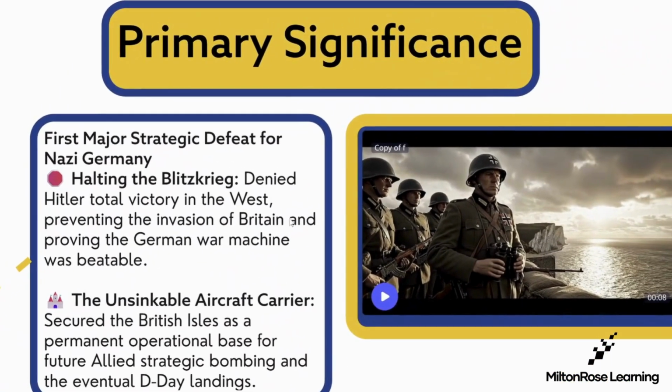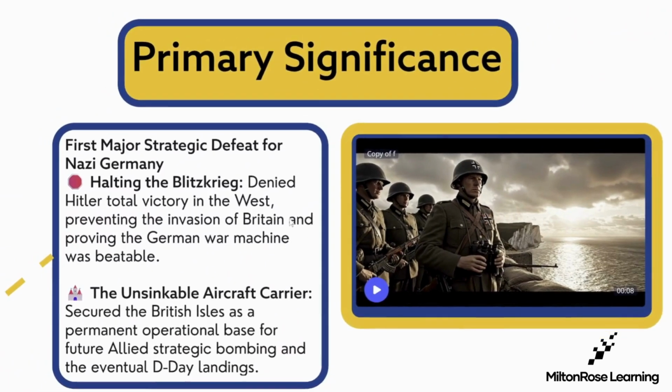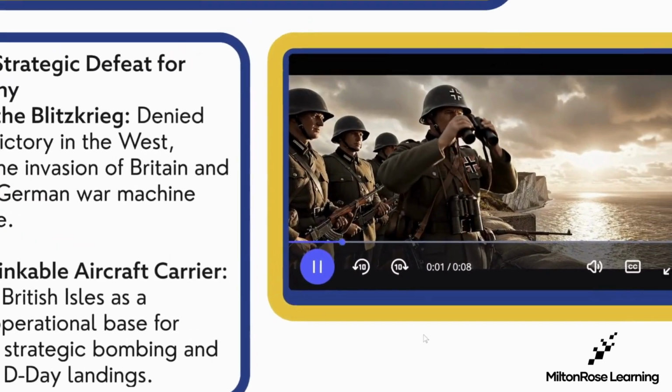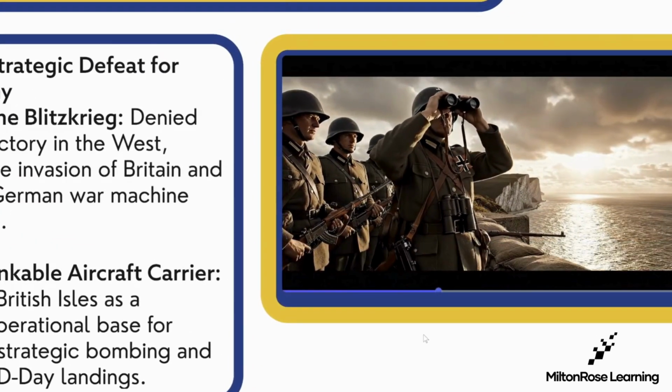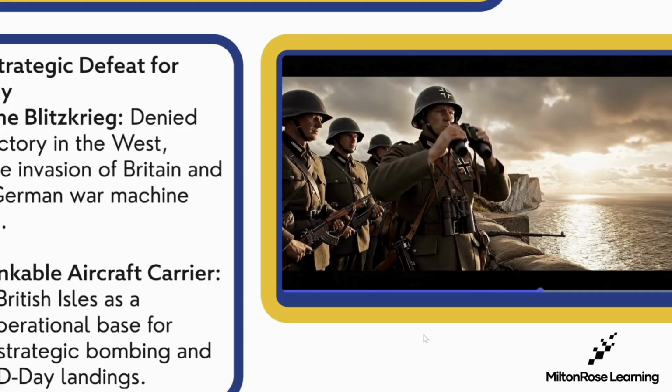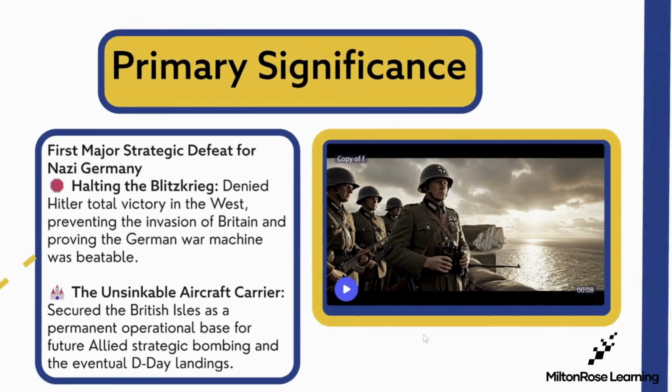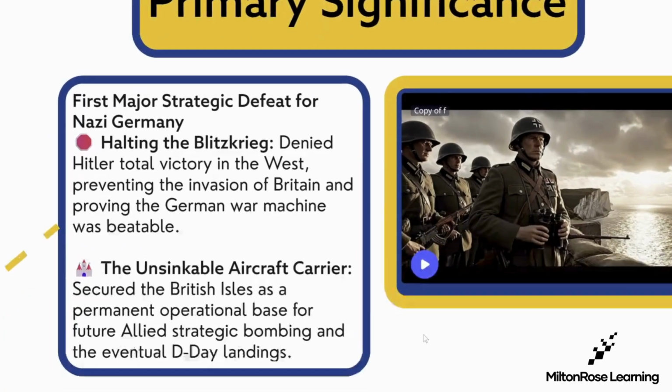But what was the primary significance? Well, you can debate it, but in our minds, I think this was what the primary significance was. I think it was the first major strategic defeat for Nazi Germany, and I think that was important. You can see it kind of halted Blitzkrieg, and you can see the German soldiers there looking rather annoyed as they look over the channel, but we stopped them, and I think that was very, very important, halting the Blitzkrieg conquests.